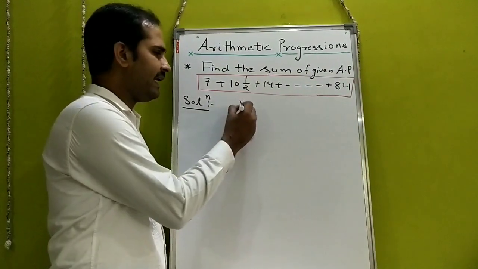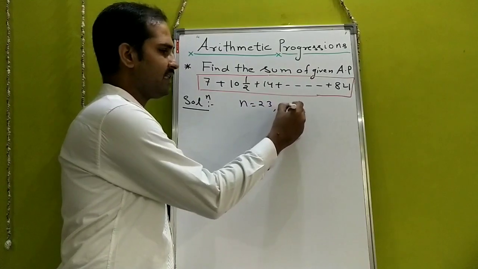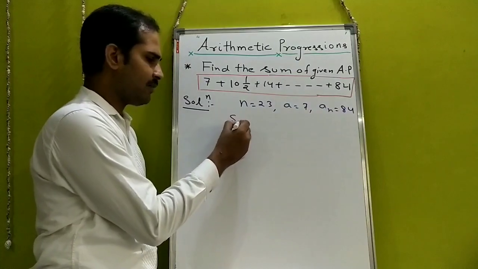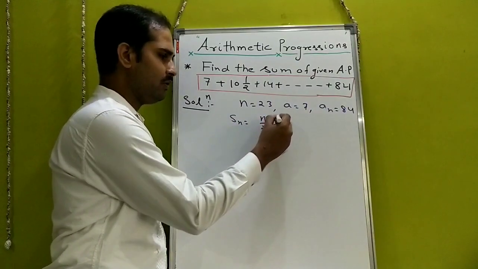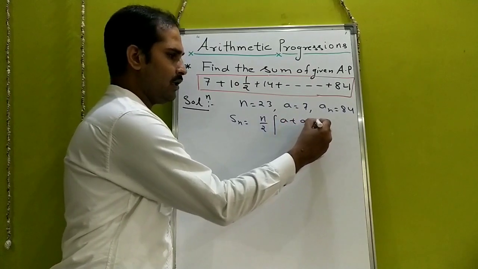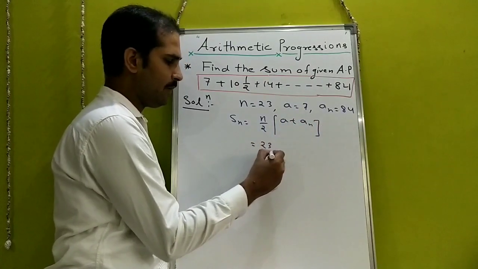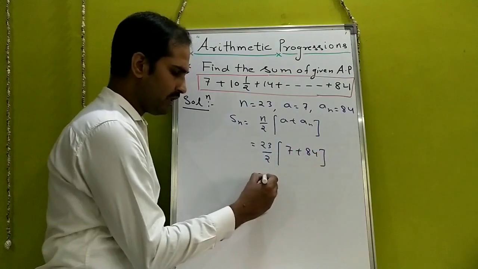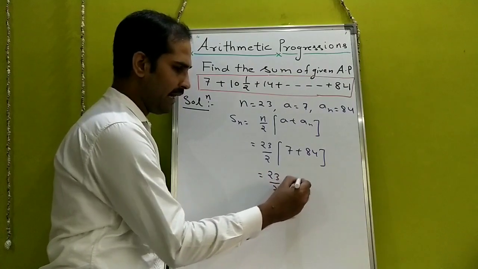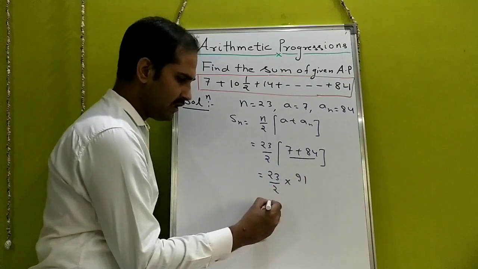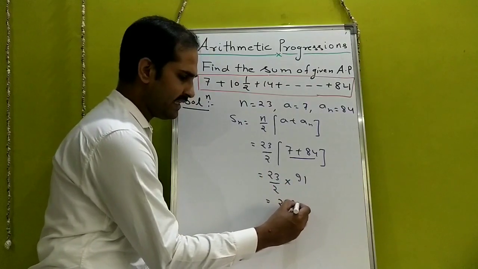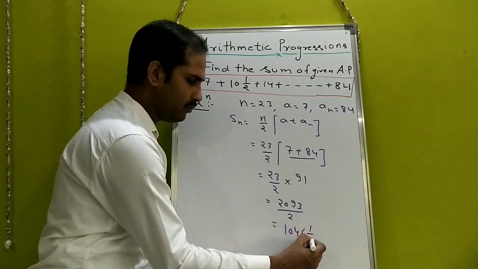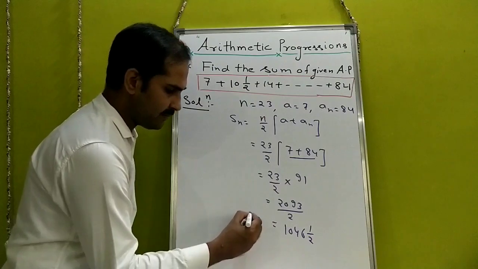Now we obtain n as 23, first term as 7 and the last term as 84. Now using the formula for the sum of n terms, Sn is equal to n by 2 in bracket a plus an. Now putting the values, n means 23 by 2, a means 7, an means 84. So 23 by 2 multiplied by 84 plus 7, that is 91. Now 23 into 91 is 2093 divided by 2. And after dividing, 1046 and a half. So this is the sum of the given terms of the AP.